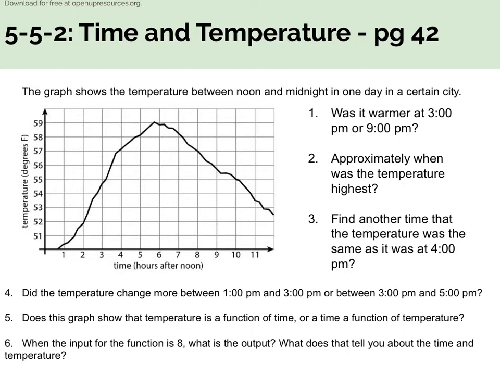All right, so let's go ahead and go through the answers. So number 1, was it warmer at 3 p.m. or was it warmer at 9 p.m.? So if we look at it, these are the time hours in the afternoon. And if we look at 3 p.m., we're here. 9 p.m., we're up here, right? So which one is warmer? It would be 9 o'clock p.m.